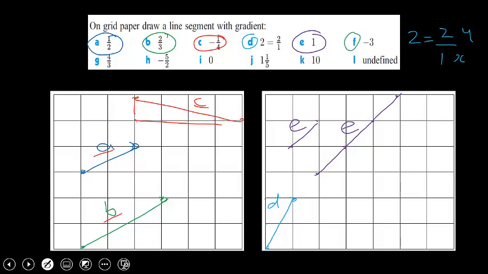Let's do F, a gradient of -3. That means 3 down and 1 to the right, because it's -3 over +1. So let's start over here. Go 3 down, 1, 2, 3, and 1 to the right. So that's what it looks like.